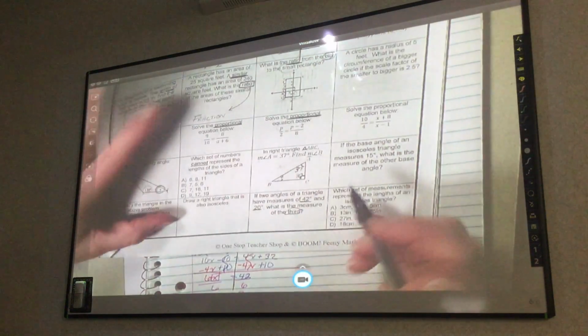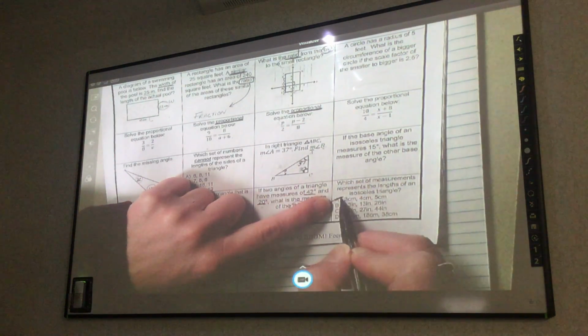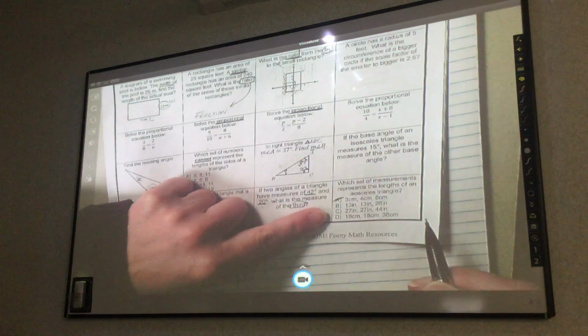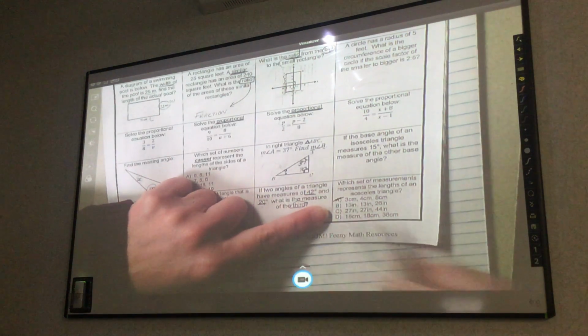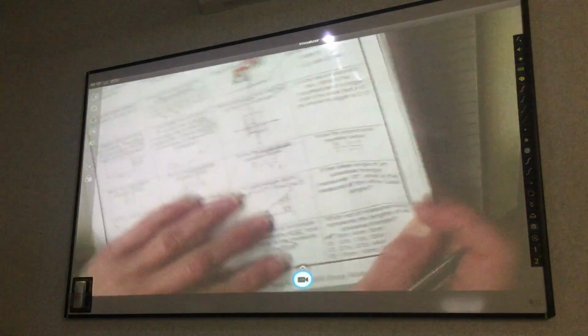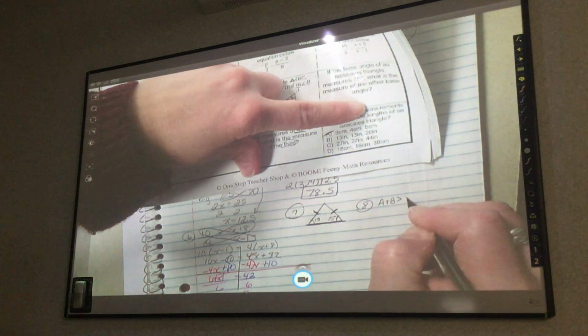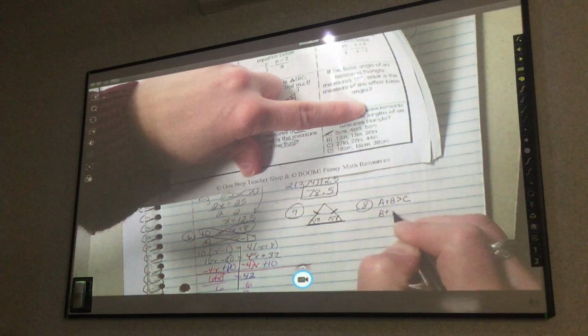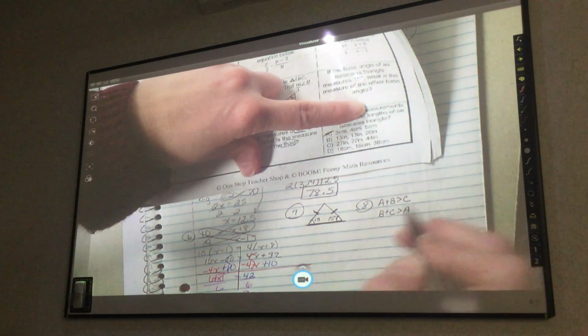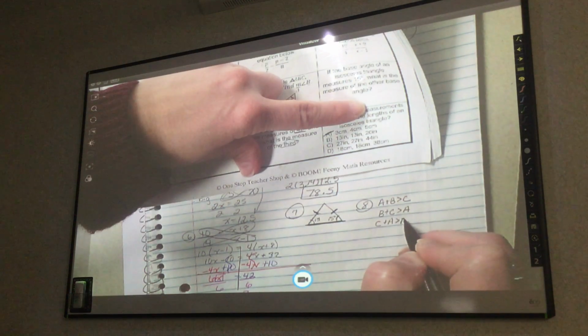8. Which set of measurements represent the length of an isosceles triangle? Two sides are the same length. So could it be A? No, because no two sides are the same. Possibly B, possibly C, and possibly D. Then we go back to that triangle theorem, where it's A plus B is greater than C, B plus C is greater than A, C plus A is greater than B.